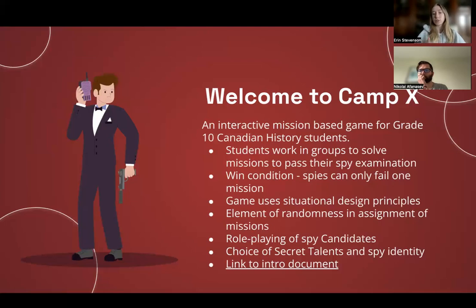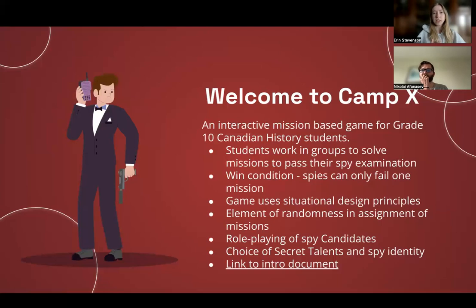The game is also using situational design principles as part of the game mechanics. The element of this is that students are basically role playing the situation. It's set during a specific time period in Canadian history, the 1940s when Camp X existed. We also use other game elements, such as the element of randomness in the assignment of missions.